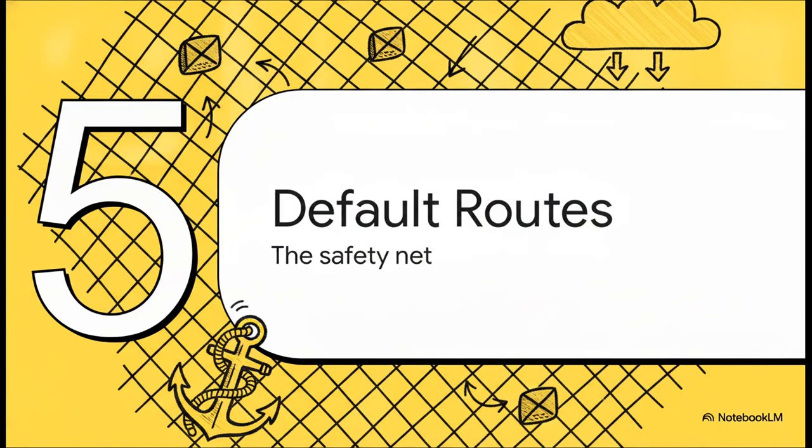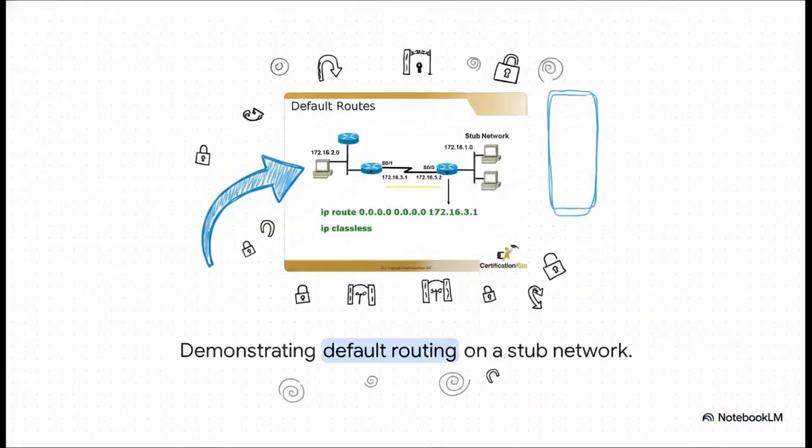Finally, let's wrap things up with Section 5, Implementing Default Routes. Now, default routes are your ultimate safety net. They keep your data from just falling into a black hole. We typically use them on what we call stub networks, which are networks with only a single exit port. Because there's literally only one way out, you don't need to waste router CPU or memory running a full dynamic routing protocol. You just point everything toward the exit door.